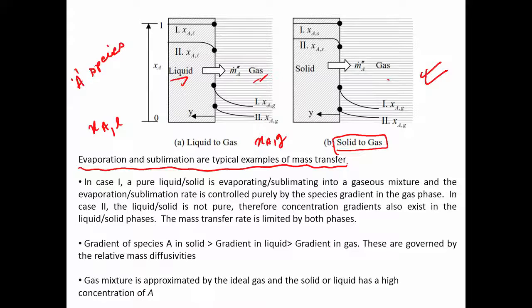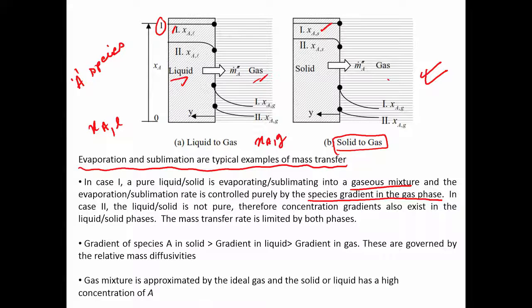Now, if you look at case 1, it is a pure liquid or a pure solid which is evaporating or sublimating into the gaseous mixture, and it is purely controlled by the species gradient in the gas phase. Why is it flat? That is because there are no other species present. The value has to be equal to 1 if it is a pure liquid. Say we are evaporating pure water, this is pure water and that is the atmospheric air.